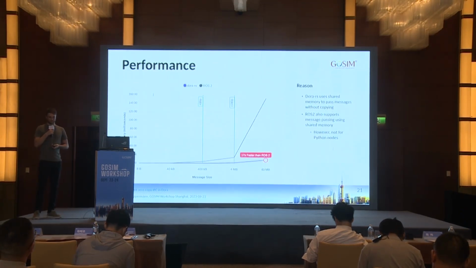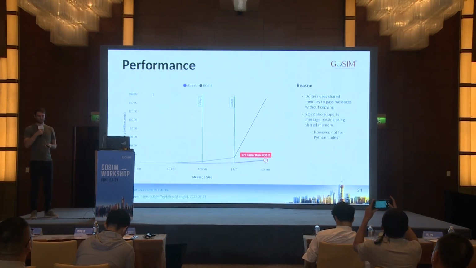And putting things together, we can see that this makes it possible to be much faster than ROS2 here, because our node is written in Python and ROS2 doesn't support zero-copy messaging for Python, but we do. So this allows us to pass data very efficiently from Rust to Python and from Python to another Python node and so on.